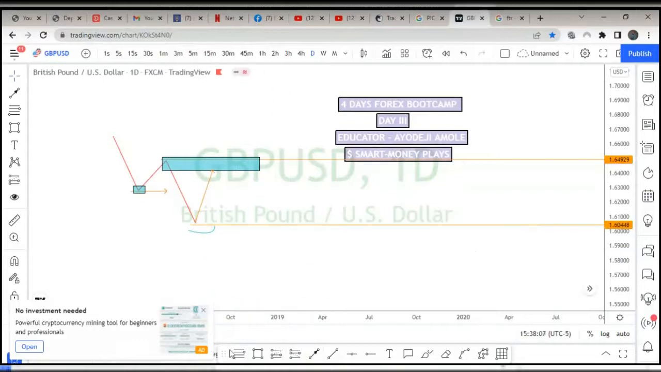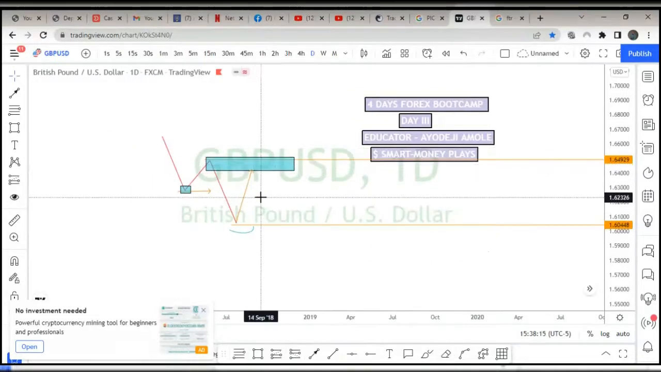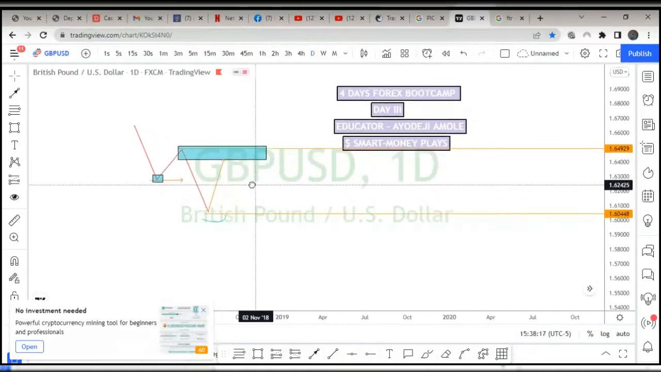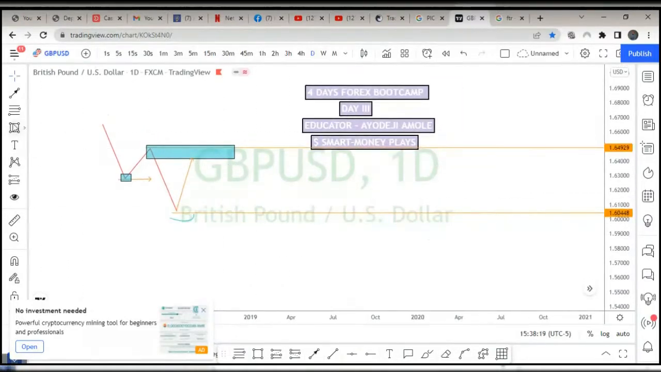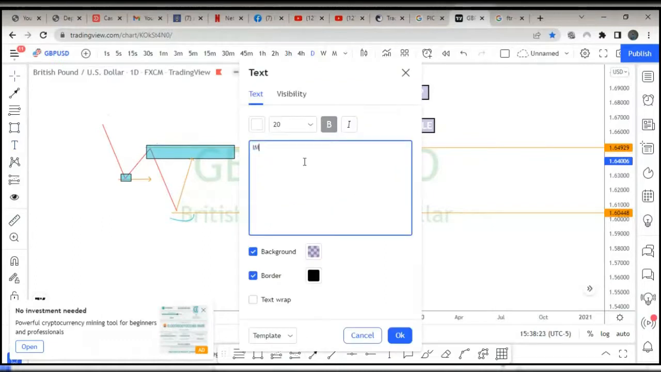Am I communicating, please? This is the next thing that these guys want to do. So the first smart money play I'll be talking about this evening is what I call the imbalance.